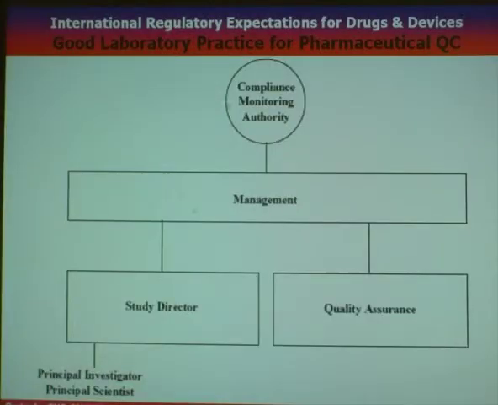Now there are what you can call the pillars that hold GLP in place. One leg or one pillar is the regulating authority, and the other is the management or the sponsor. The third is the person who actually plans and carries out the study, evaluates, assesses and submits a report. And the fourth pillar is the quality assurance.